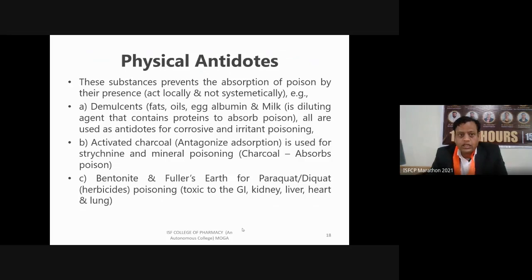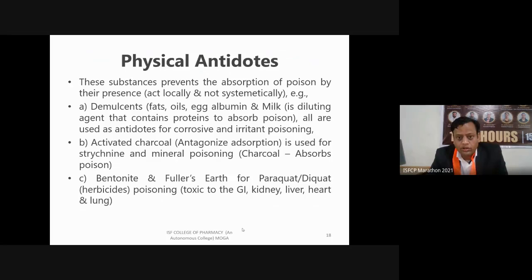These include demulcents. Demulcents are generally diluting agents that contain proteins to absorb poison. They are generally fats, oil, egg albumin, or milk in nature. So they are proteinous in nature and absorb the poison. All are used as antidotes for corrosive and irritant poisoning. We already discussed what corrosive and irritant poisoning is.